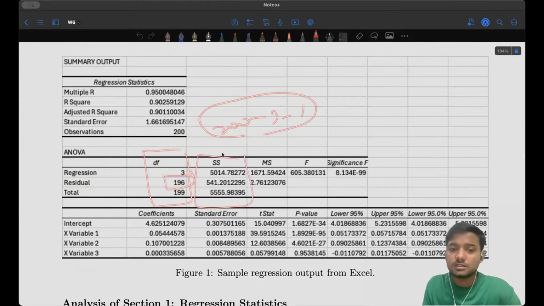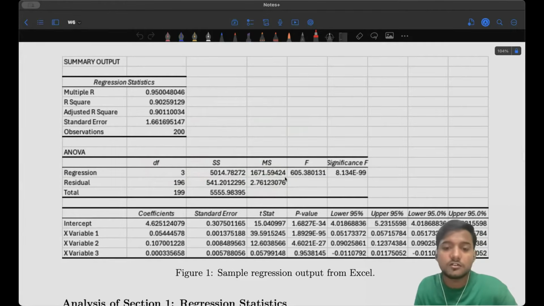Sum square is coming like this. Mean square comes by dividing these things. So when I divide 5014 by this, it gives me this. When I divide this by this, it gives me this. So this is how you get mean square regression and mean square residual. Also, just a quick reminder that this mean square error which you are seeing here, 2.76, right? If I take under root of this thing, 2.76, I will get back this one, standard error. Okay. So standard error is under root of mean square of my residual.